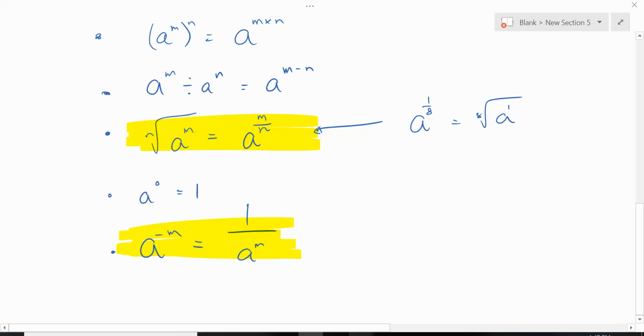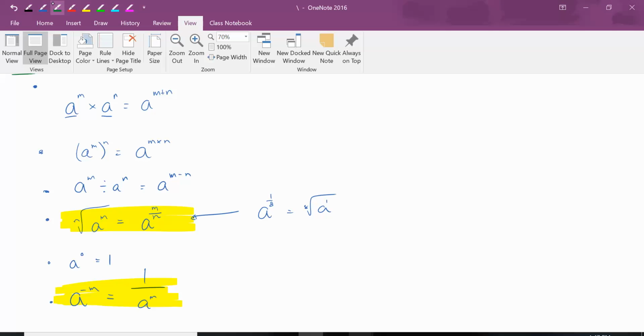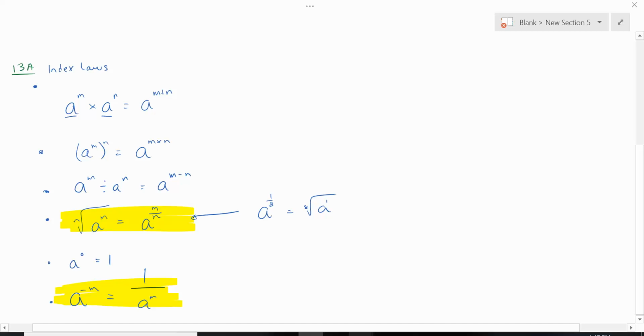What's the last rule? Is that the one where you do a to the power of m in brackets, to the power of n? Very good. So for those of you who may have forgotten, the last one is really an extension of this rule.